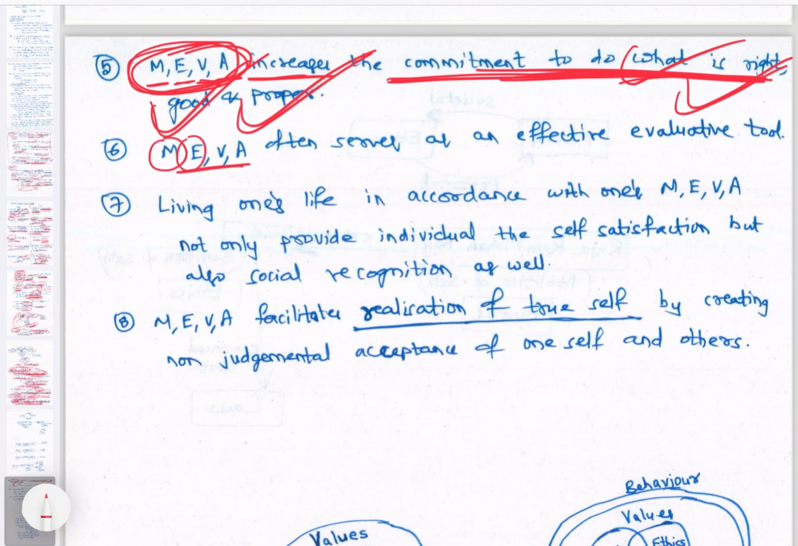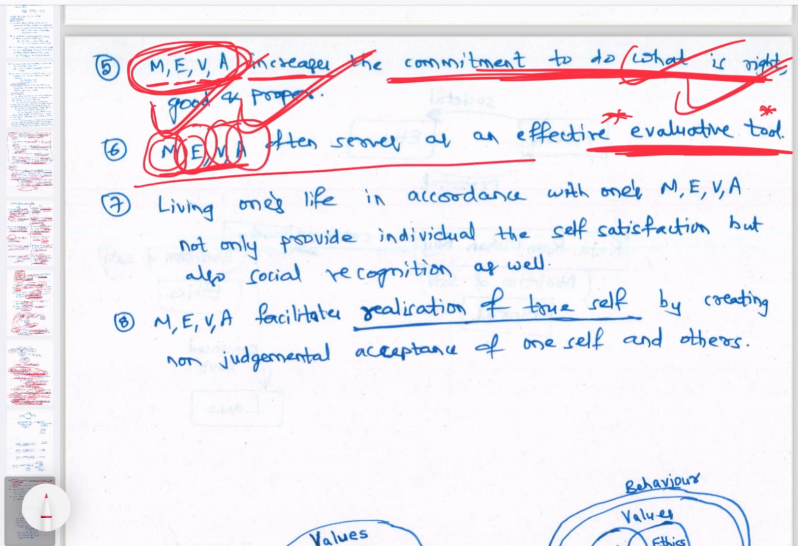And then morals, ethics, values, and attitudes often serve as an effective evaluative tool. Evaluative tool means, see, you have done some action or somebody has done some action. Whether that action is right or wrong, you will be able to evaluate that based on your morals, your ethics, your values, and your attitudes. So often they serve as an effective evaluative tool.